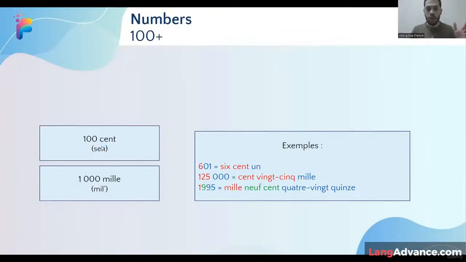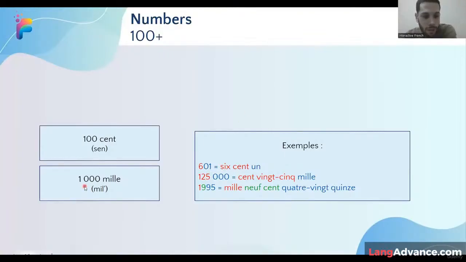Just like in English, we kind of read the numbers aloud from left to right. So if I would like to say 601, for instance, that would be six cent un, right? That's how it works. So that's for the hundreds, okay? I hope it's clear enough. Cent for 100, and then 200, 300, 400, 500. Make sure you don't say un cent for 100. Cent is just 100. That's it.